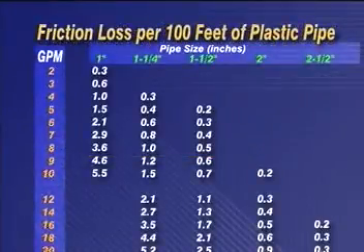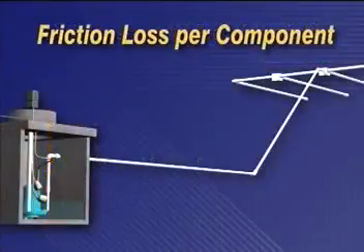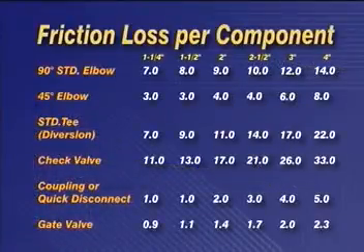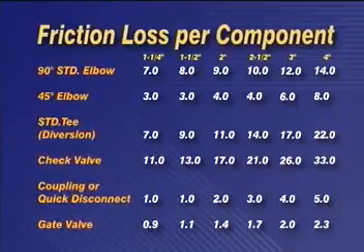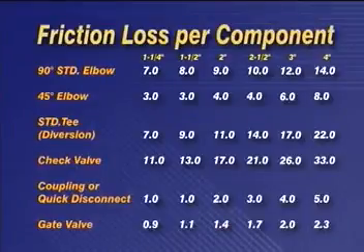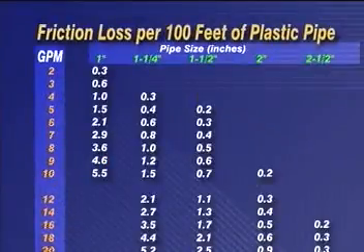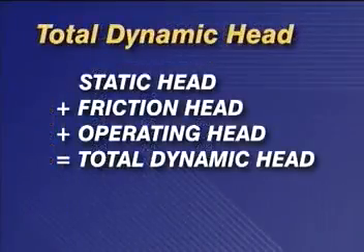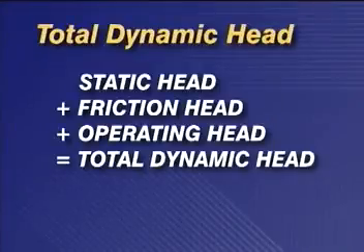Refer to Table B in your work materials for the friction loss per 100 feet of pipe. To determine the equivalent length of discharge pipe represented by the various fittings, valves, or other components, refer to Table A in your work materials. The total of these values plus the actual measured length of pipe equals the total equivalent length of pipe. The total equivalent length is divided by 100 and then multiplied by the friction loss factor from Table B. And remember, static head plus friction head plus operating head yields total dynamic head.